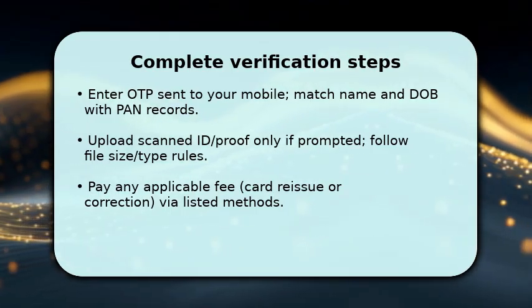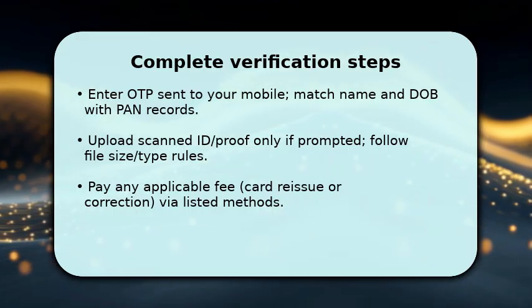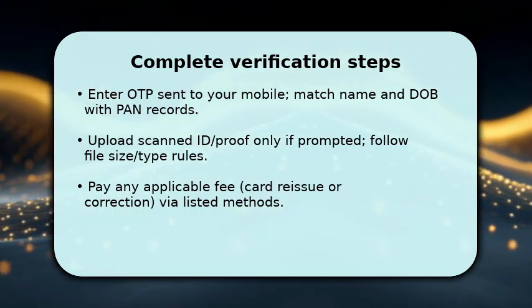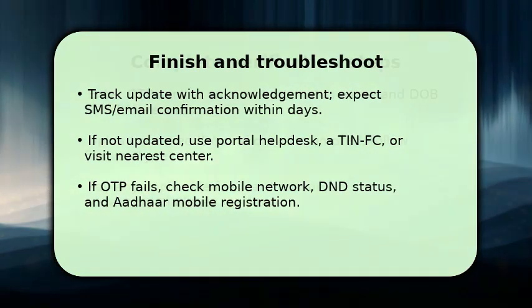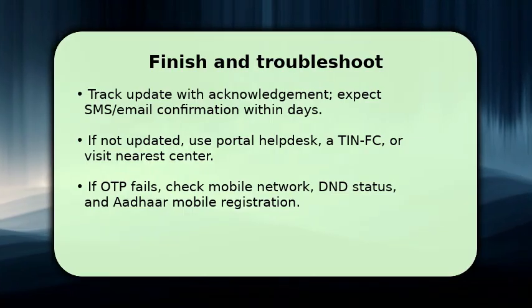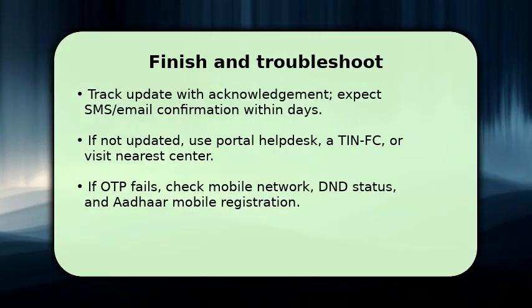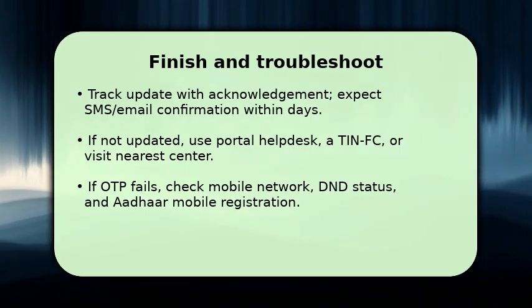Once you submit, the portal returns an acknowledgement number. Save or screenshot it. That acknowledgement is essential to track progress and to raise any follow-ups. Finalize by tracking the acknowledgement number on the same portal. You'll get an SMS or email once the mobile is linked and PAN record updated. Download or print the updated PAN acknowledgement for your records.